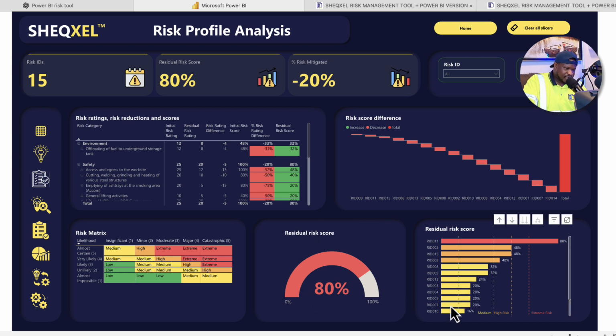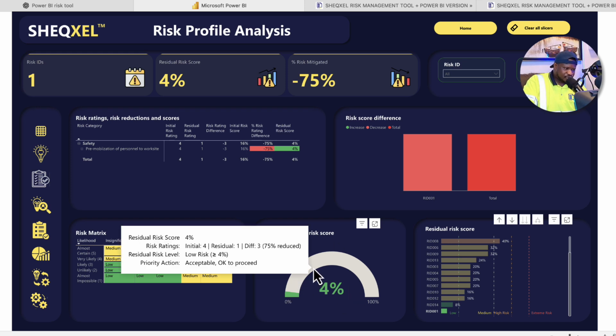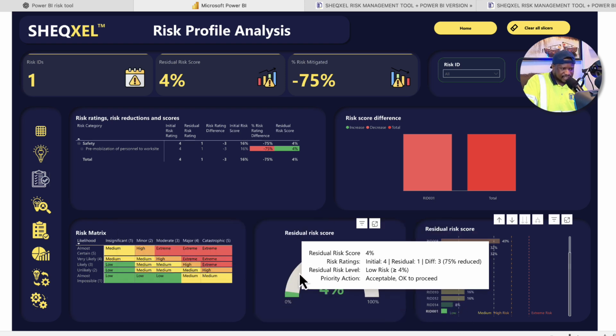Let's try to see how dynamic this residual score is. We can actually select this very one, and you see it is 4%. If you look at the tooltip, the maximum of the initial risk level is 4, the maximum of the residual risk level is 1. For that reason, there's a reduction of 75%, and the risk level is greater than the threshold value, which is 4%. And for that reason, the risk level is acceptable. For this risk ID, you can see it right in there.